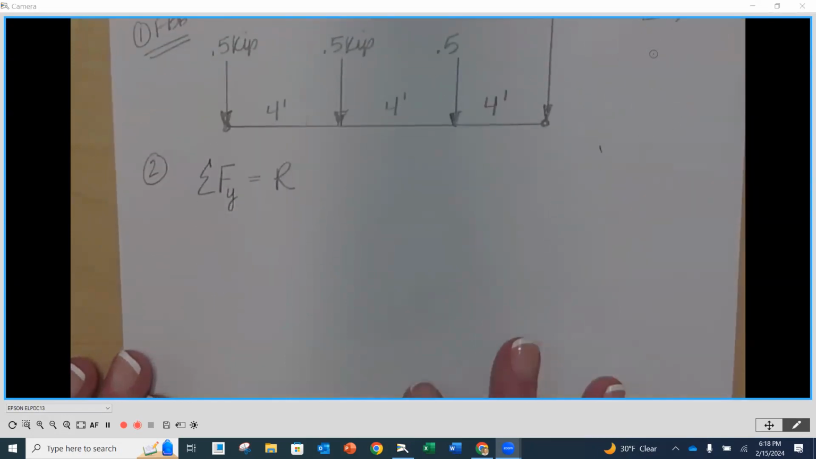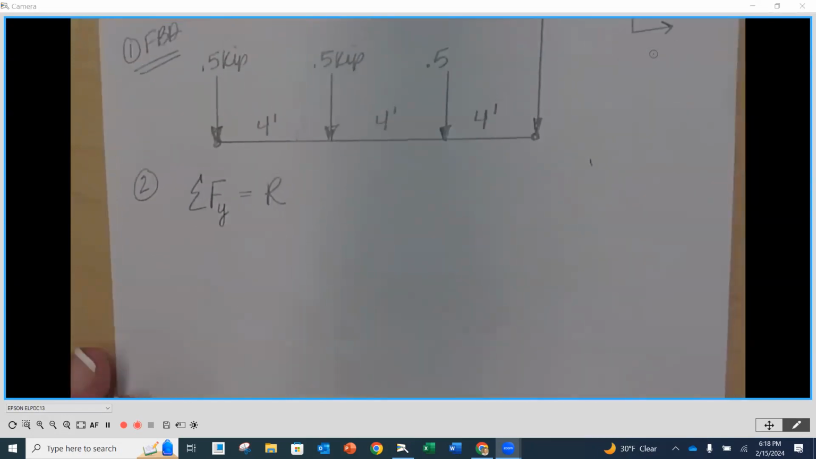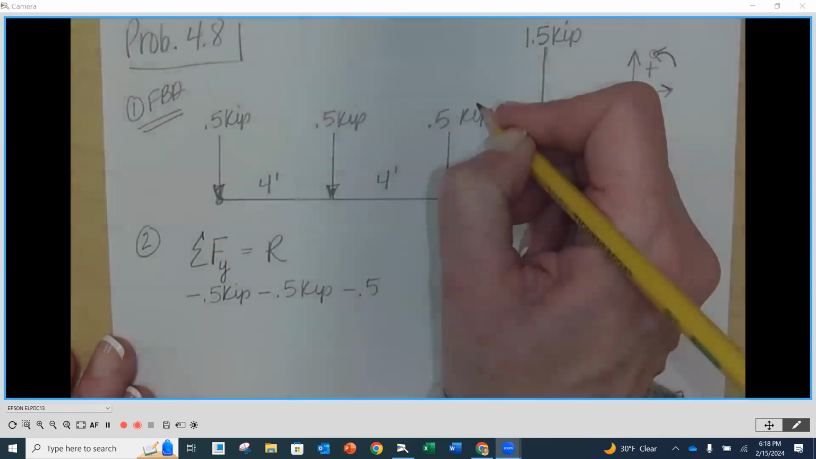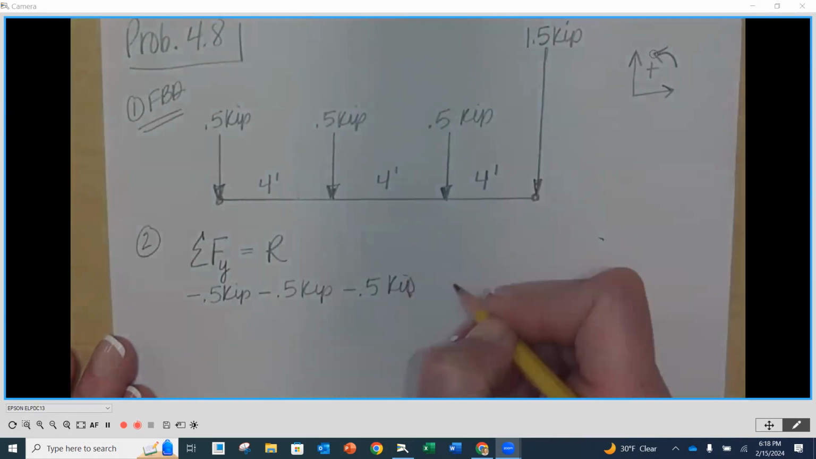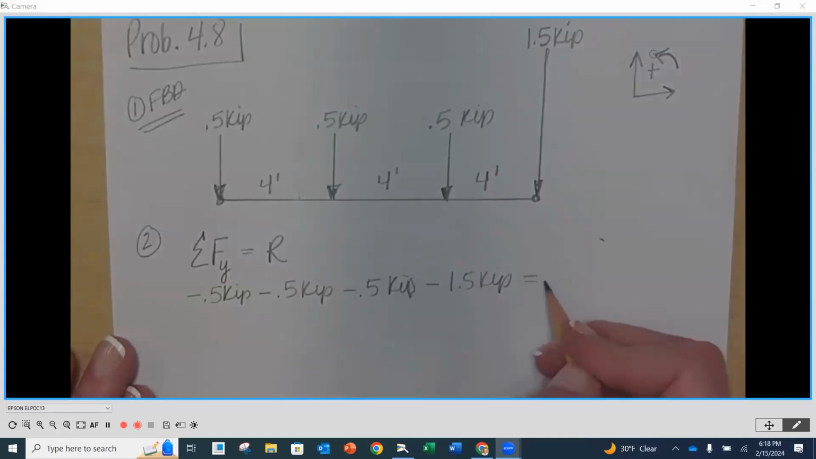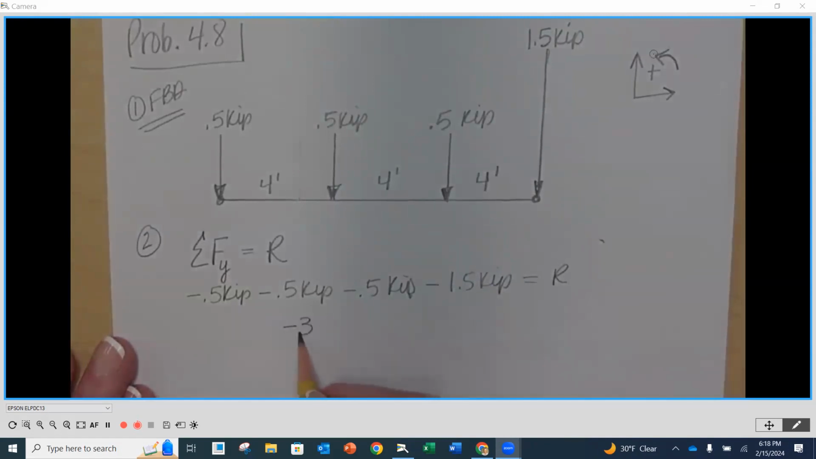And then I'm going to sum my forces in that Y direction. So looking at the directions here, I've got a negative 0.5 kips, a negative 0.5 kips, a negative 0.5 kips, and a negative 1.5 kips is equal to my resultant. So I've got 1 plus 2, so that's negative 3 kips, right? Hold your negative.